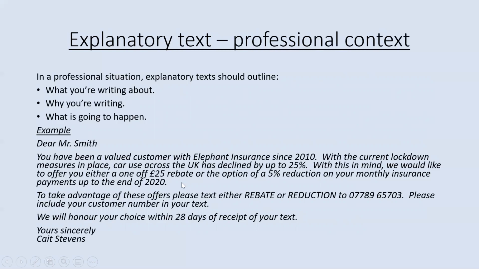So this is a great example of a good explanatory text. The first paragraph talks about why they're writing. Due to the lockdown, car use has declined. So as a result, they're going to offer either a rebate or a 5% reduction across the monthly insurance payments up to the end of 2020. And it's all told inside a single three sentences in a small paragraph.